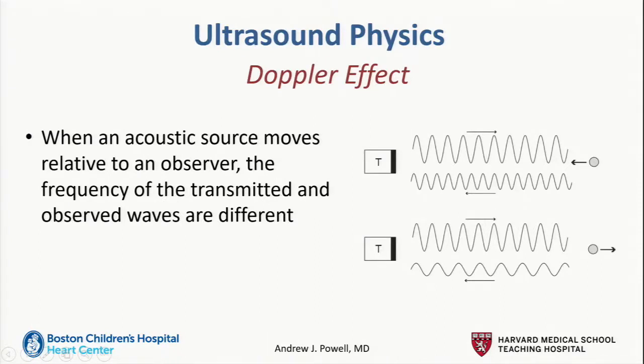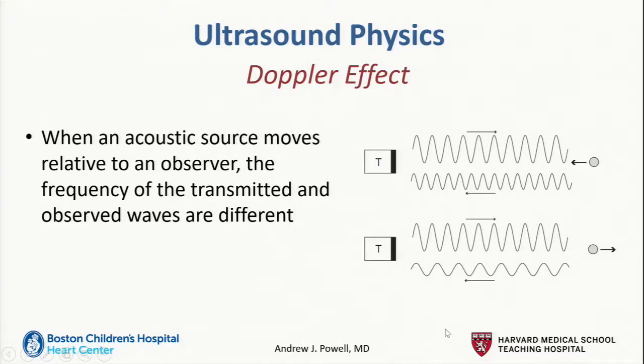All right, let's move on to a little bit of a different topic in ultrasound physics. We'll talk about the Doppler effect. So here's a transducer. Here's an object moving toward the transducer. And what the Doppler principle says is if the acoustic source is moving relative to the observer, you can think of the transducer as the observer, here's the source, the frequency of the transmitted and observed waves are different. So here's the sound wave going out. It has a certain frequency, rate at which it's going up and down. This object is moving, and it's going to reflect these sound waves back, but they're going to come back at a higher frequency. And here the object's moving away, and the reflective sound waves will be at a lower frequency.